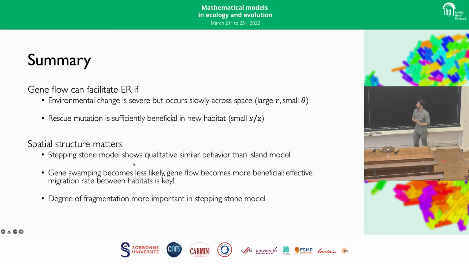They show qualitatively very similar behaviors. The process of gene swamping, so not being able to establish a mutation because of too much gene flow, is less important in the stepping stone model. But the effective migration rate between habitats rather than teams is the key quantity here. And the degree of fragmentation is more important in the stepping stone model, because simply the degree of fragmentation determines our effective migration rate. So for the same migration rate between teams, we might have different effective migration rates depending on how structured our population is.